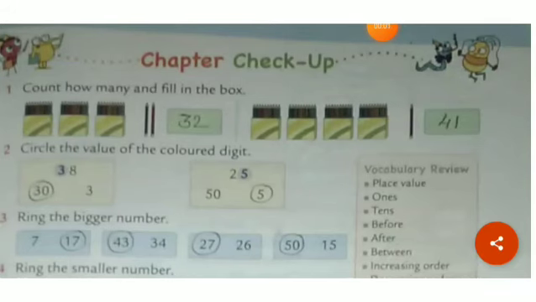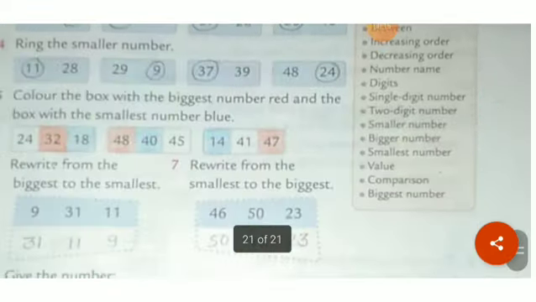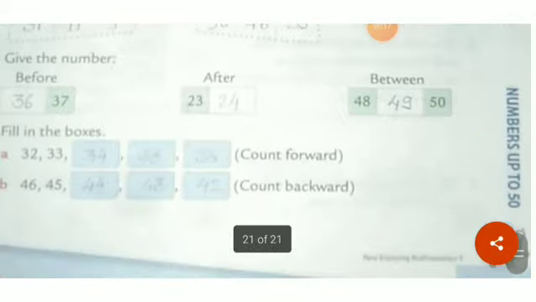Now see chapter checkup. In this chapter checkup, all types of examples which we have seen in this lesson are given. So you can solve this, isn't it? So this chapter checkup is for homework. You have to complete all these examples given in the chapter checkup.